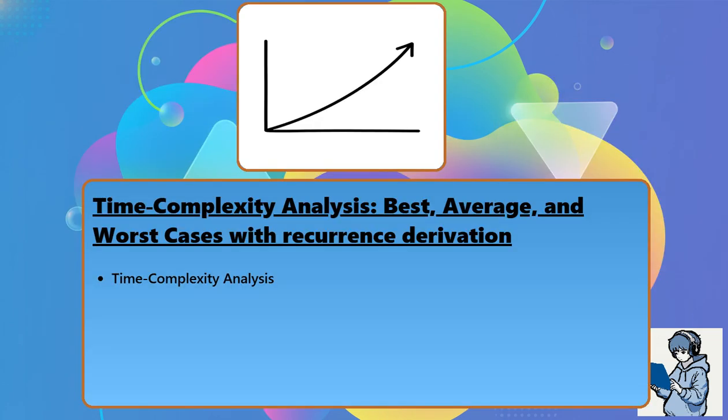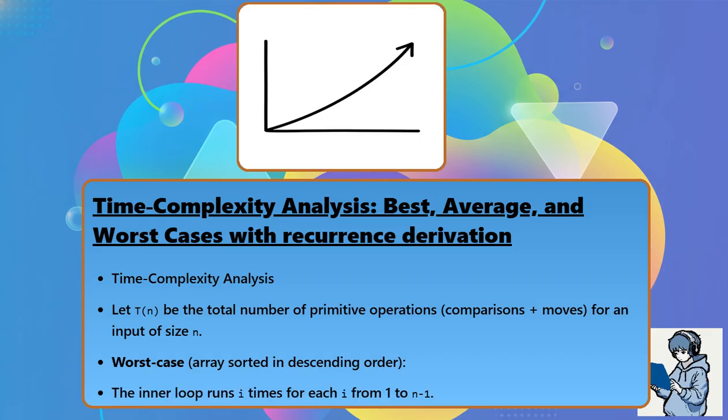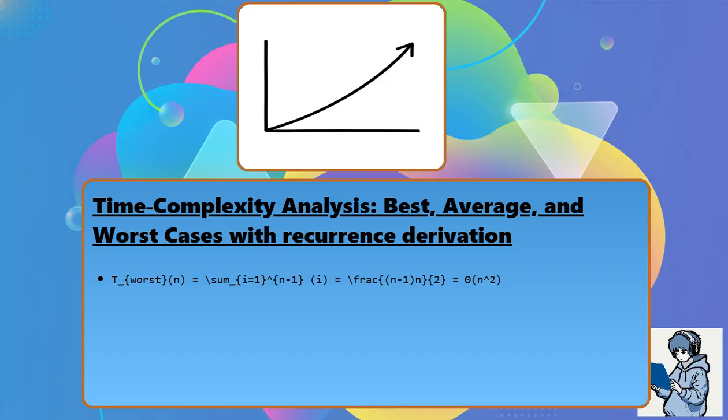Time complexity analysis. Let T(n) be the total number of primitive operations, comparisons plus moves, for an input of size n. Worst case, array sorted in descending order. The inner loop runs i times for each i from 1 to n-1. T_worst(n) equals the sum from i equals 1 to n-1 of i, which equals (n-1) times n over 2, which is Theta of n squared. Recurrence form, T(n) equals T(n-1) plus Theta(n), with T(1) equals Theta(1). Solving gives T(n) equals Theta of n squared.